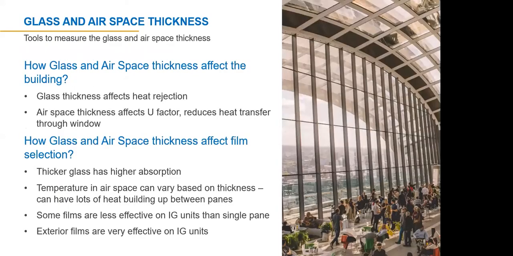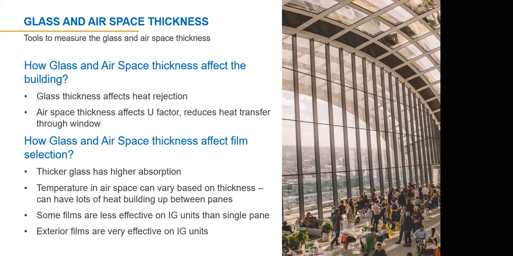Glass and airspace thickness is important to know, how thick the glass is before we apply film. Simply put, thicker glass is more absorbing. As an example, clear glass that is 1/8 of an inch thick is about 8% absorbing. When you go up to 1/4, it's about 14% absorbing. 5/16 is about 18% absorbing. And 1/2 inch is about 25% absorbent. Remember, that's just clear glass. It's not tinted, and it does not have a low-E coating.